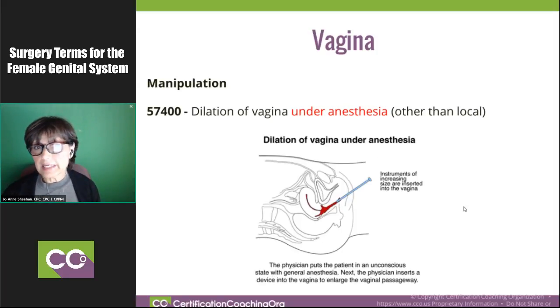Now, when we're dilating the vagina, again, it's under anesthesia, and instruments of increasing size are inserted into the vagina. So the physician puts the patient in an unconscious state with general anesthesia. Next, the physician inserts a device into the vagina to enlarge the vaginal passageway. I don't even know if I've ever coded for one of those, but the patients are unconscious.